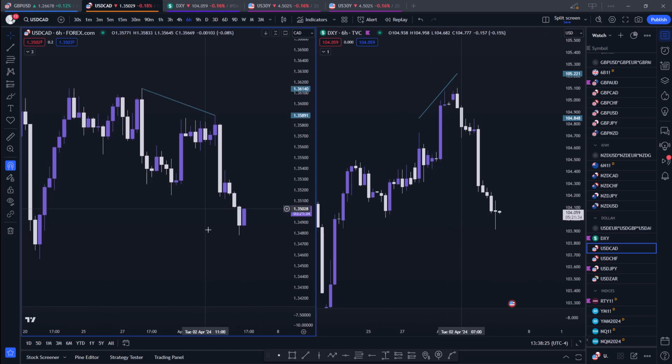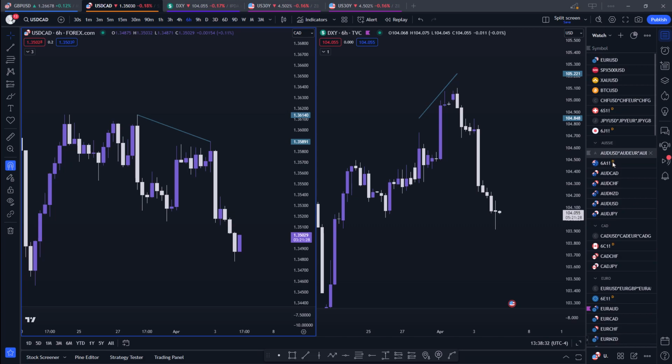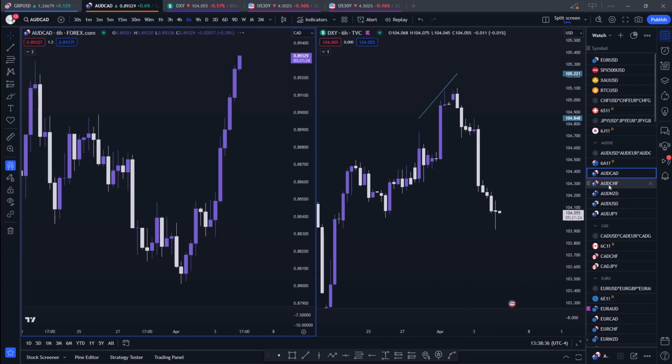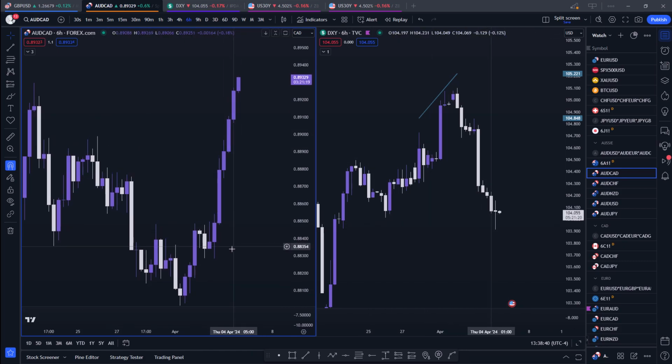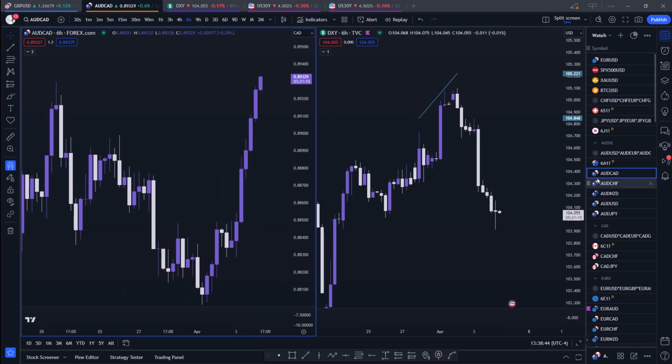It's like USD CAD there. So yeah, I use it specifically for finding cracks in correlation. So now going back to AUD, we have AUD CAD. Now when it comes to cross pairs, how I easily identify what pair to pair up with is by looking at the first currency in the pair. In this case, it's Australian dollar.